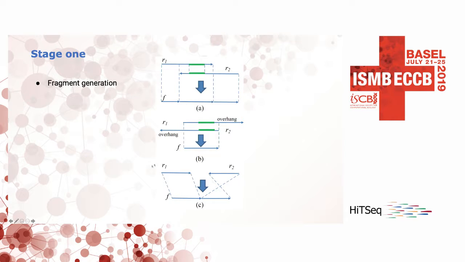In rare cases in our data, R1 and R2 do not overlap. In order to convert, we artificially convert this still to a fragment by reverse complementing R2 and concatenating it with R1.